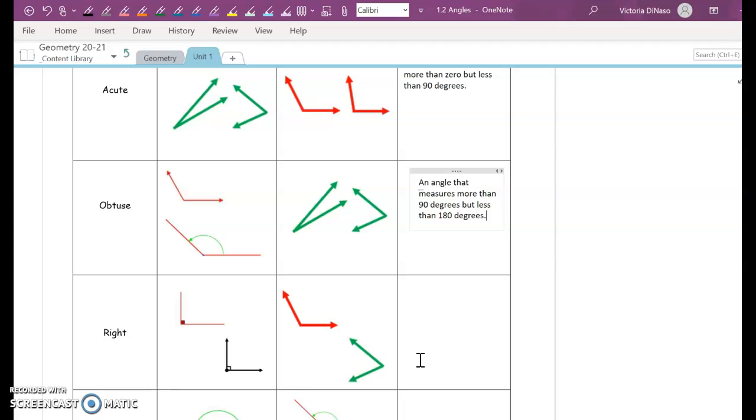Then we have a right angle. If you check out the right angle, it has a little box in the corner. If we think that something is a right angle but it doesn't explicitly show that box, it is not a right angle. So the right angle must show that box in order for us to label it as a right angle. And right angles are an angle that measures exactly 90 degrees.